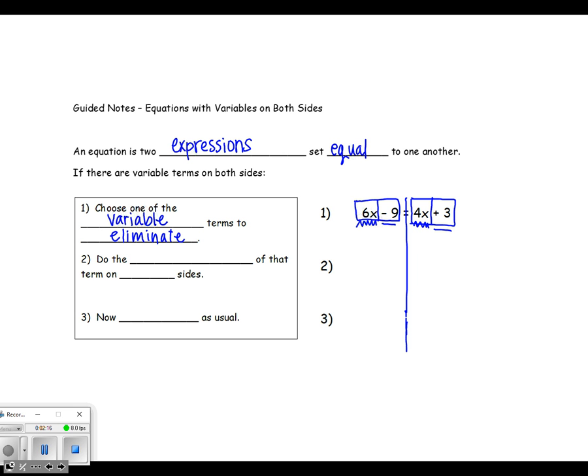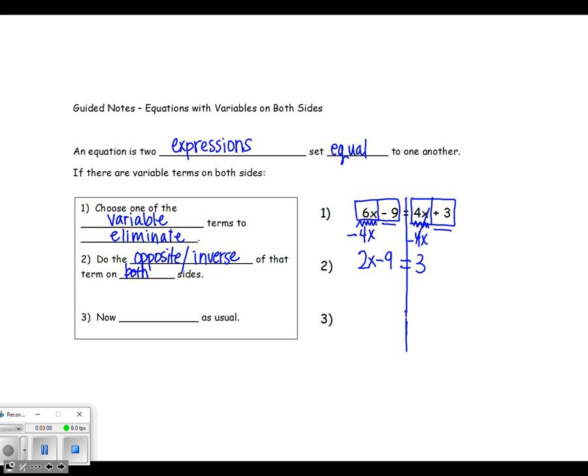And how do I do that? I subtract the whole term from both sides. So subtract 4x, not just the 4, the 4x. And so I have to do that to the variable term on the other side as well. 4x's minus 4x's is 0, and all I have left over here is 3. 6x's minus 4x's is 2x, and then I still have the minus 9. So that was step 2. Eliminate the variable by doing the opposite or inverse of that term on both sides. As usual, you have to do things on both sides.